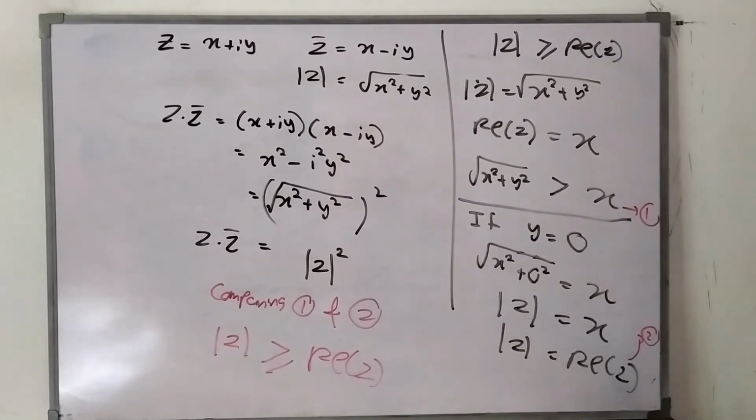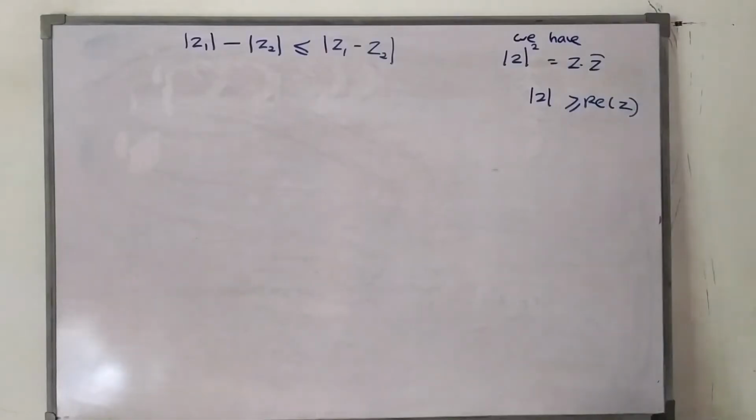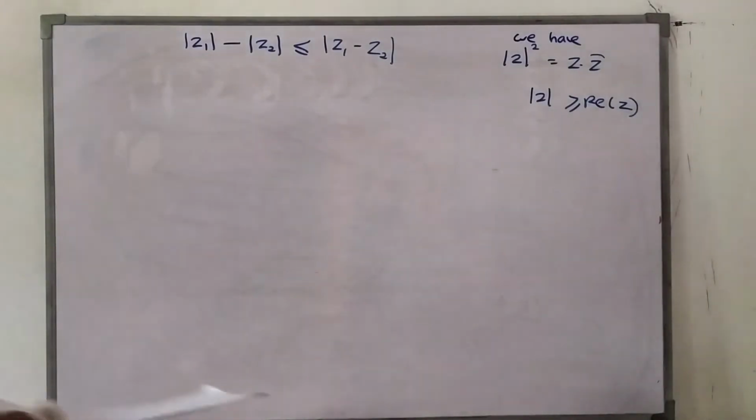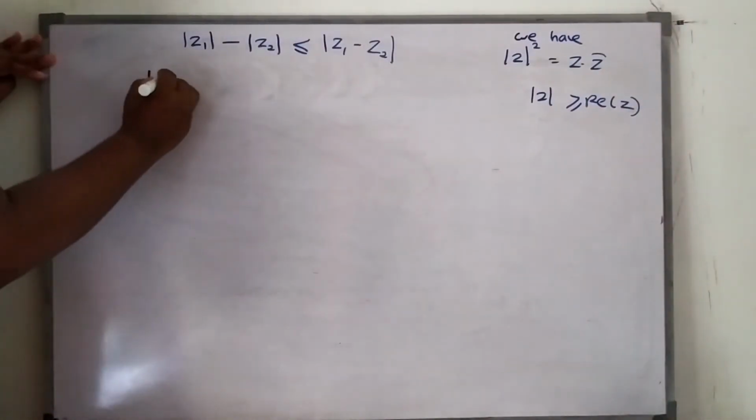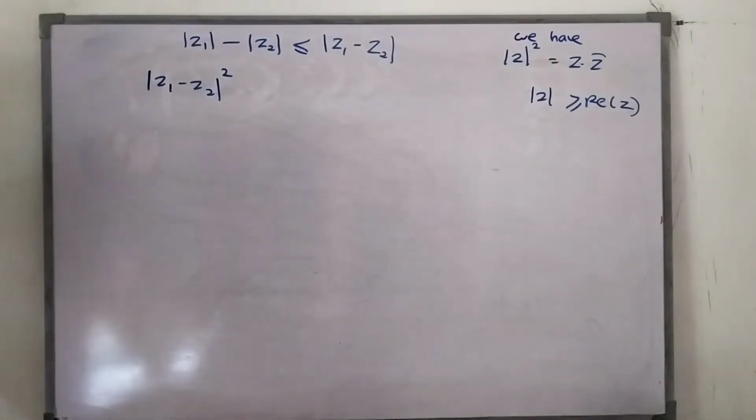Right, so hence show that |z1| - |z2| is always less than or equal to |z1 - z2|. How to prove that? This is known as the modulus inequality. This is what we need. I'm starting from the right hand side, |z1 - z2|, but start with the square.